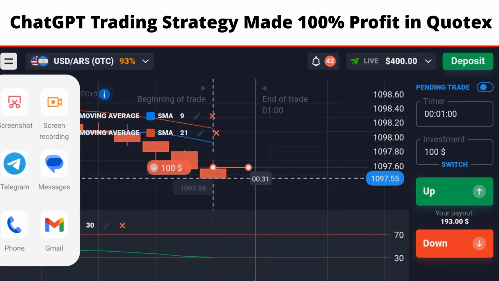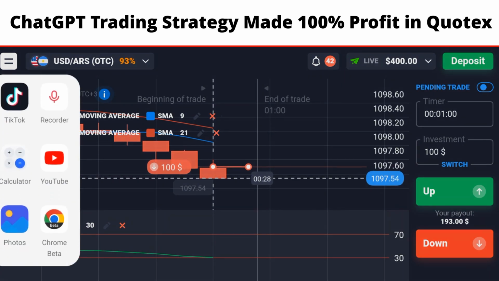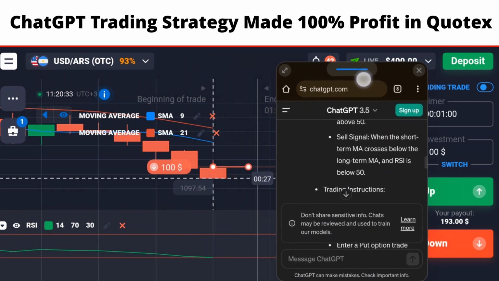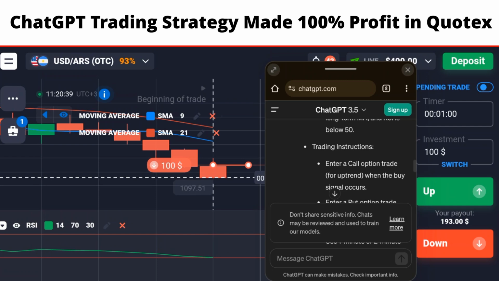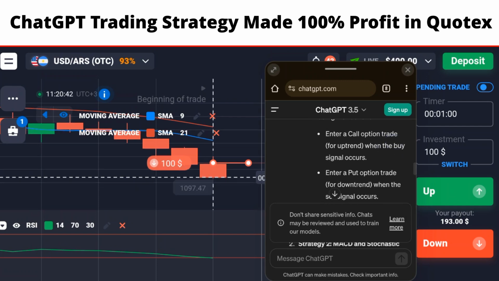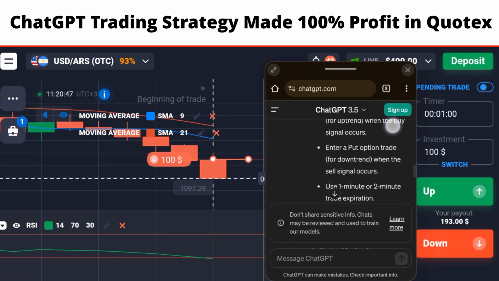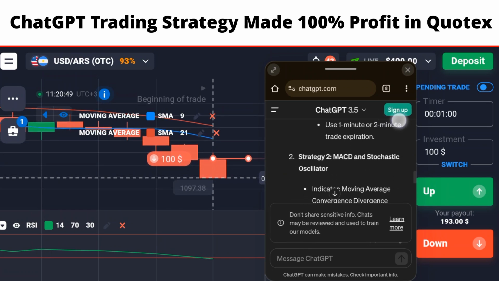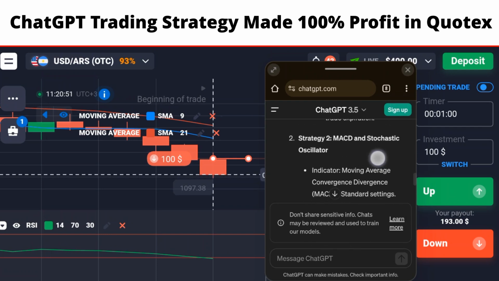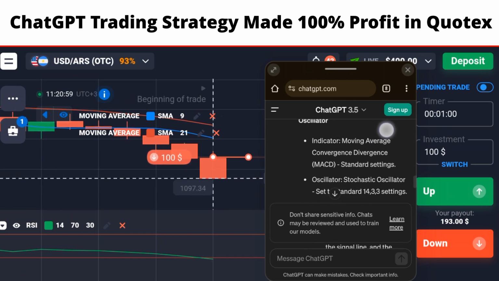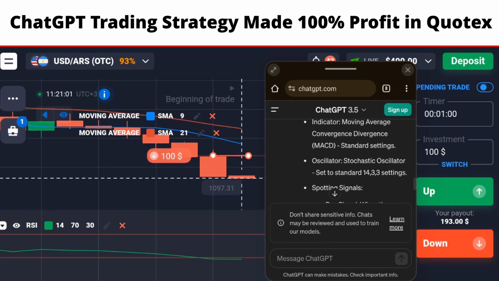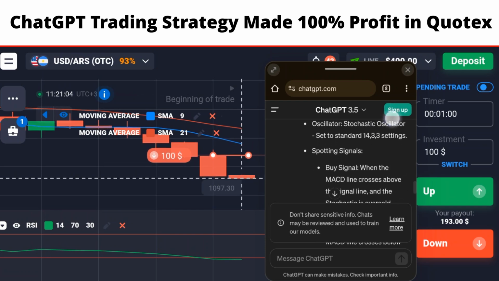In the meantime, you can also look at all the other strategies that ChatGPT has generated for us. Remember, we told it to generate at least 3 different trading strategies. So the trading instructions are: enter a call option, that is an uptrend, when the buy signal occurs, and enter a sell when the put signal occurs. So for the second strategy, we'll use MACD indicator and the stochastic oscillator. I'll also show you guys how you can use that to generate your signals.